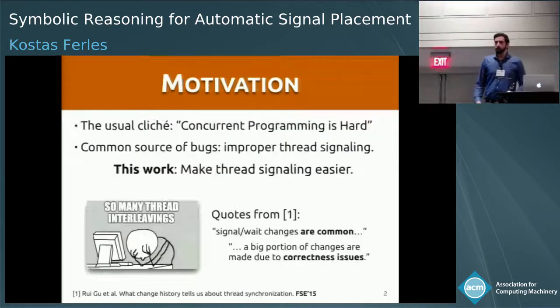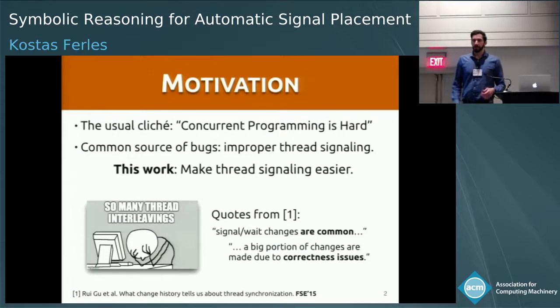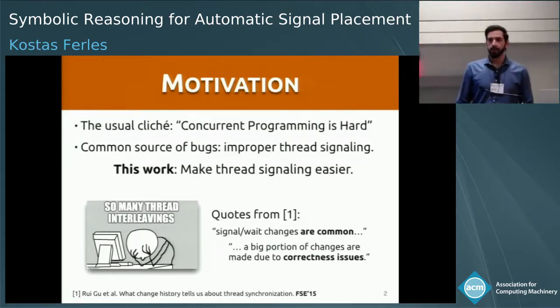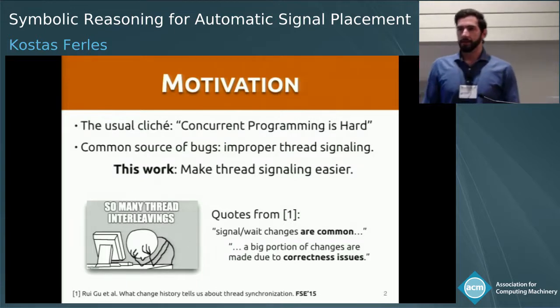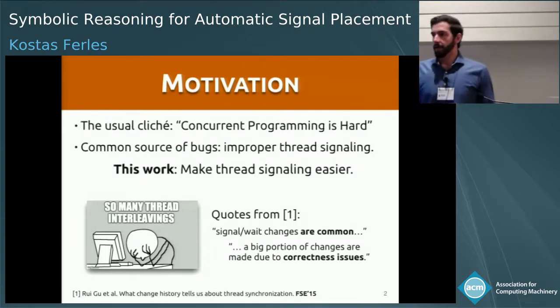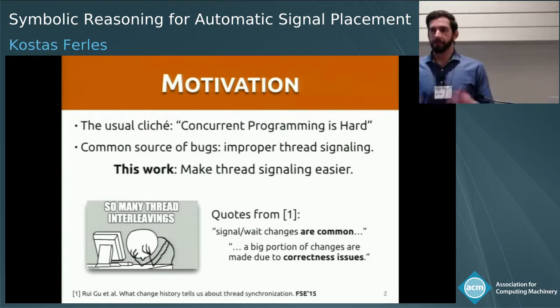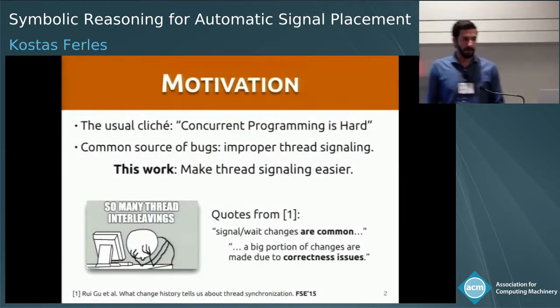I'm sure you all know that writing correct and efficient concurrent programs is extremely challenging. Motivated by this, and also by the fact that recent empirical studies have shown that programmers tend to struggle to make thread signaling correct, the emphasis of this work is to make thread signaling way easier for today's programmers.